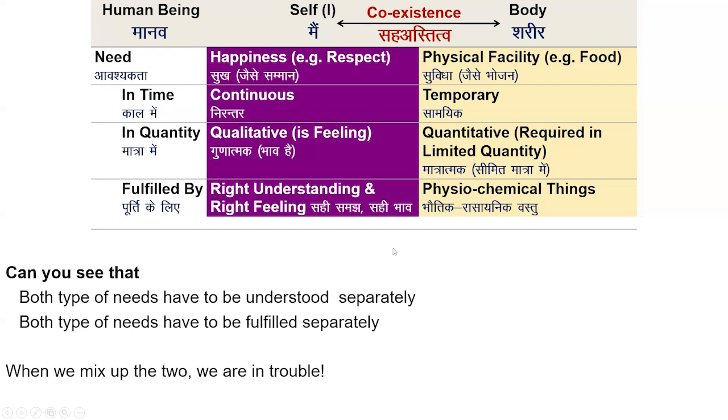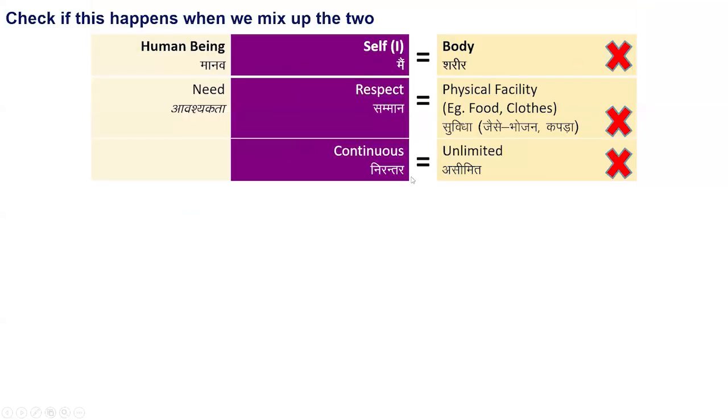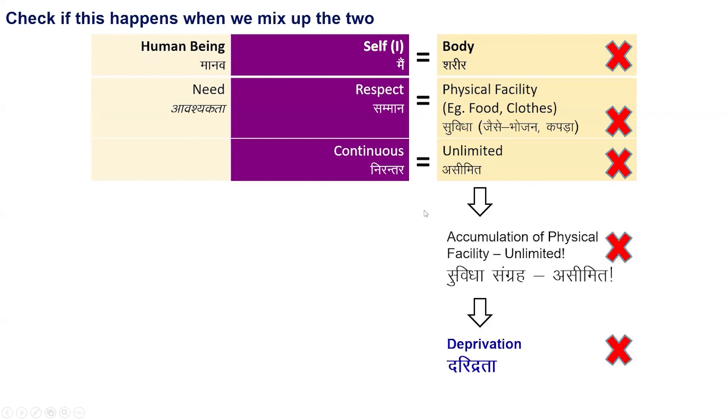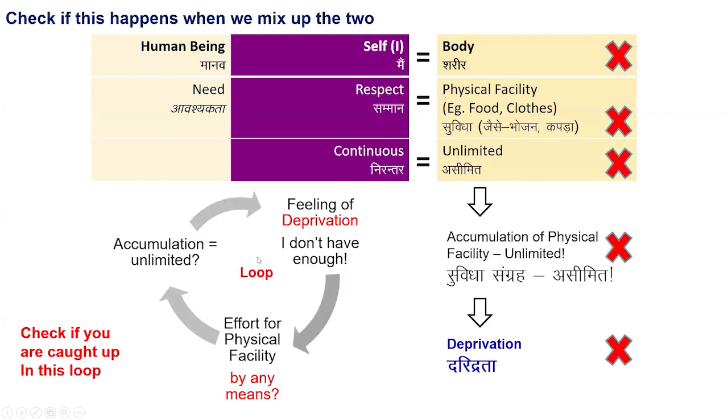So in this session, we're not going to talk about the activities. We'll directly go to this slide. So by assuming the self to be the body, we mix up the two. So we need respect, but the body needs physical facility. And then this physical facility is limited. And we try to make it unlimited to fulfill the need for continuous happiness in terms of respect. And then we are caught up in this loop. So this is something similar.